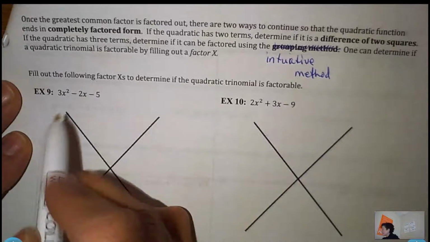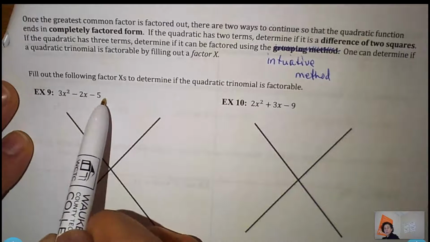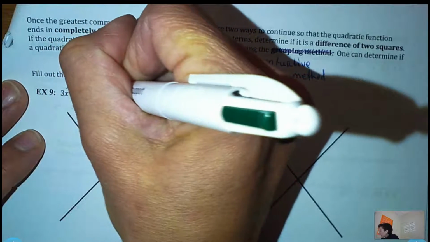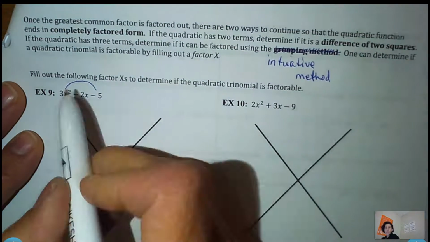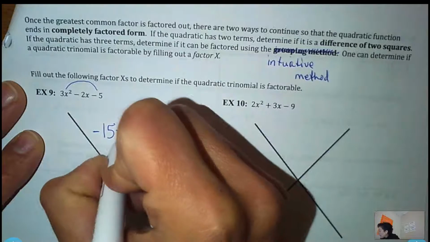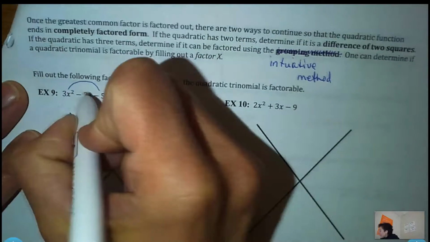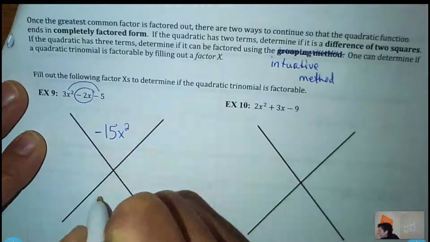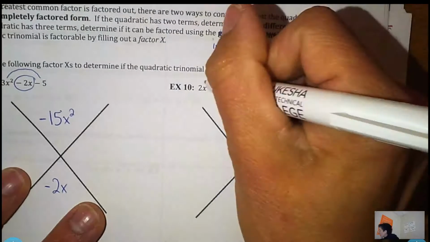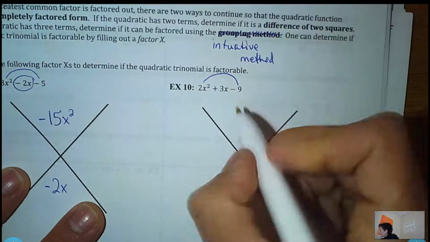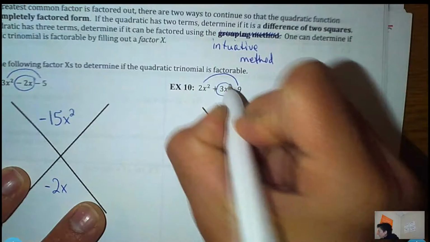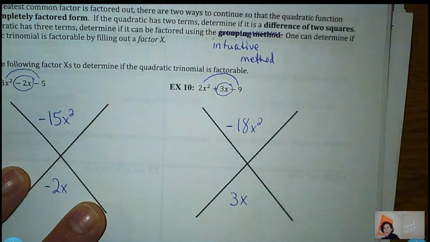To make the X, first it has to be in standard form. And what you do is you loop the first and the last term and you multiply those together. So 3x squared and negative 5 gives me negative 15x squared. And then this middle term goes in the bottom of my X. So let's practice that over here. Standard form, multiply the first and the last, negative 18x squared, and the middle term goes in the bottom.